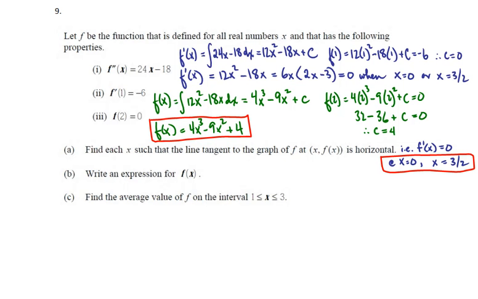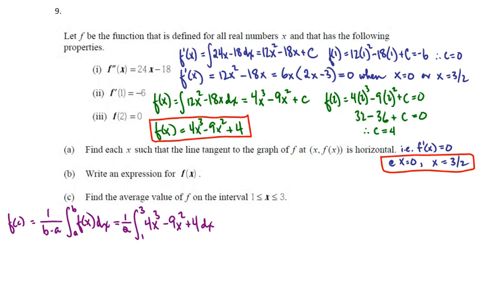Now we want the average value of f on the interval from 1 to 3. The average value of a function f at some point c is given by f of c is equal to 1 over b minus a times the integral from a to b of f of x dx. So we have the interval from 1 to 3, so 1 over b minus a is just 1/2 times the integral from 1 to 3 of 4x cubed minus 9x squared plus 4 dx.